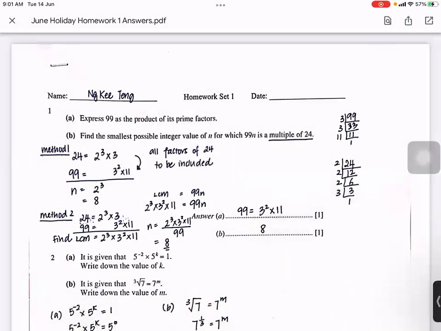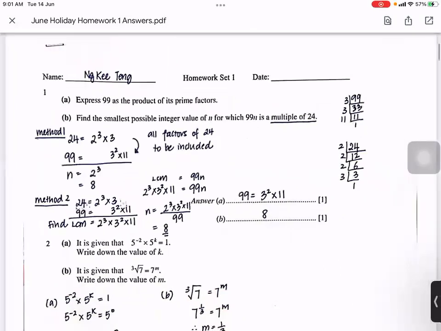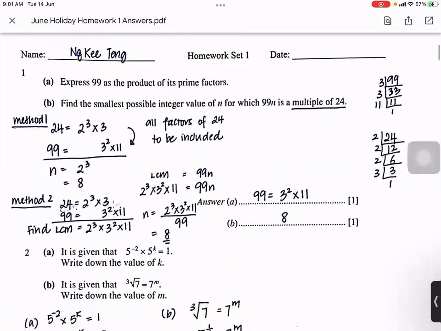All right, thank you all for coming for today's lesson. Today we'll be going through June holiday homework 1 answers. These are the set of the answers or questions that I have already given, so just to go through some of the methods on how to do this kind of question.